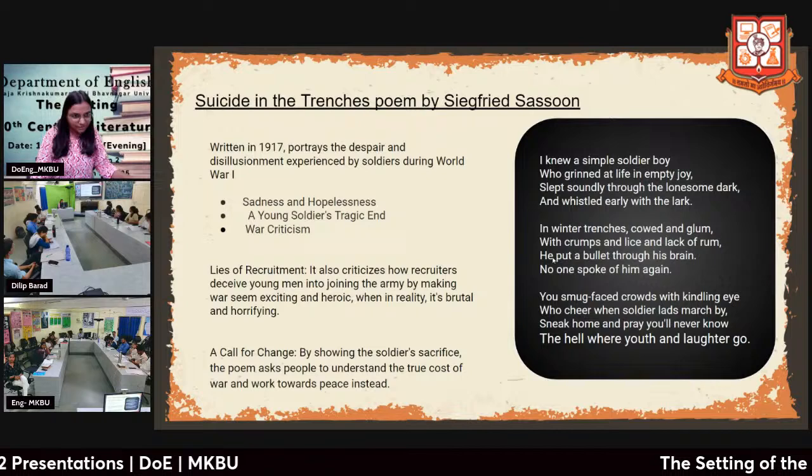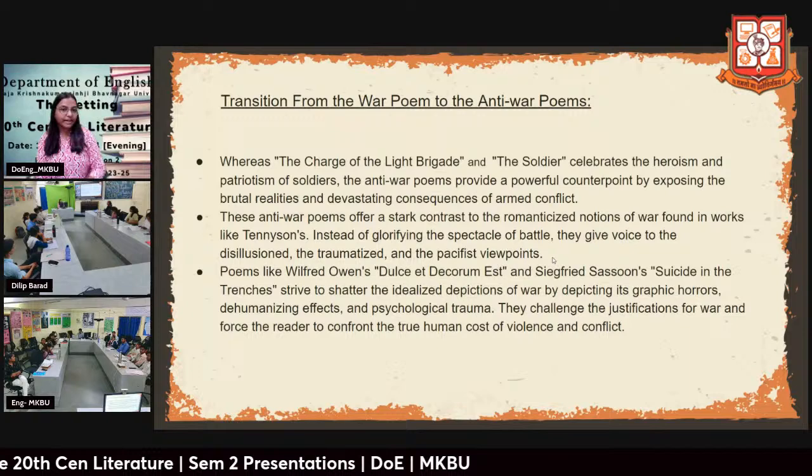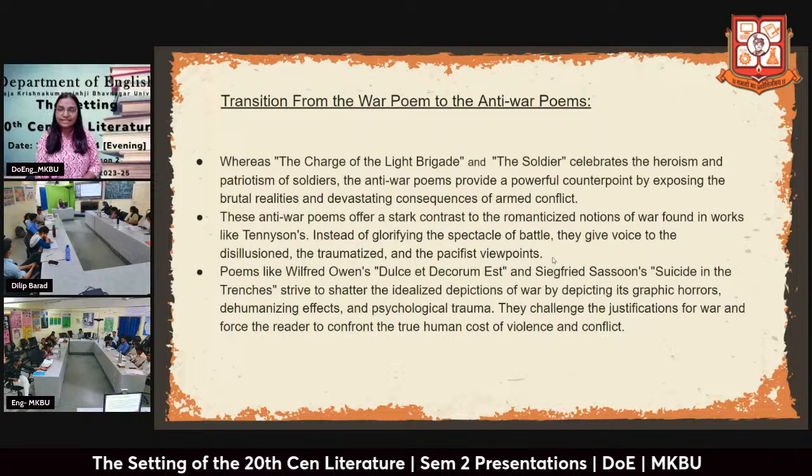Transition from the war poems to the anti-war poems. Whereas The Charge of the Light Brigade and similar poems celebrate the heroism and patriotism of soldiers, the anti-war poems provide a powerful counterpoint by exposing the brutal realities and devastating consequences of armed conflict. These anti-war poems offer a stark contrast to the romanticized notions of war found in works like Tennyson's.